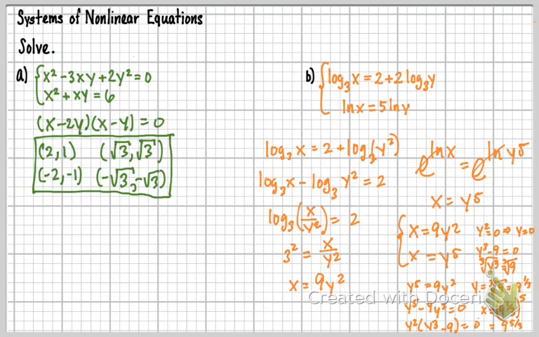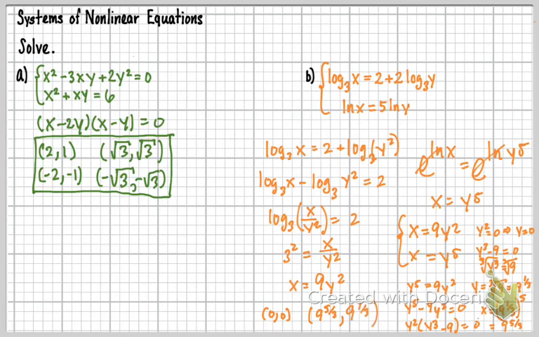So I get one value with the second equation, and one value with the first, which is there. So the two ordered pairs we get are going to be 0, 0, and the other one's going to be 9 to the 5/3, comma, 9 to the 1/3.